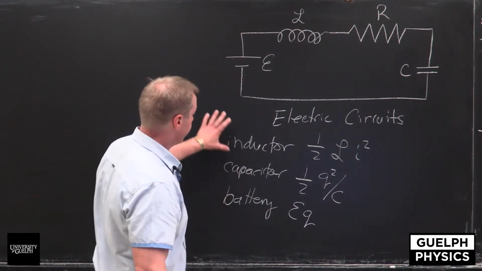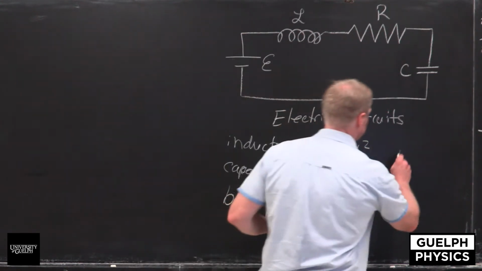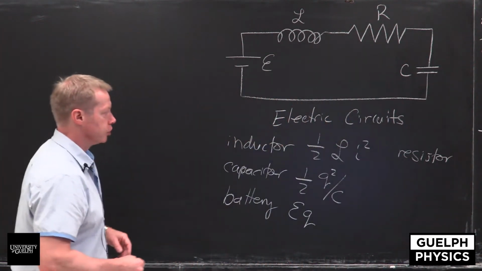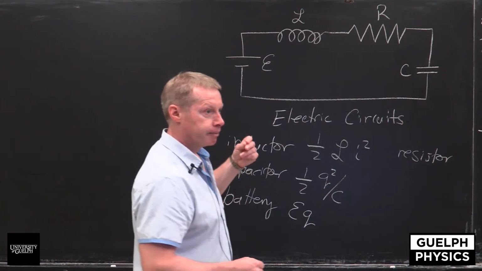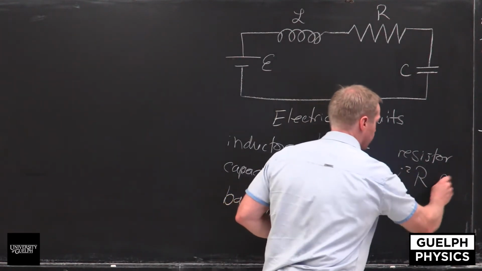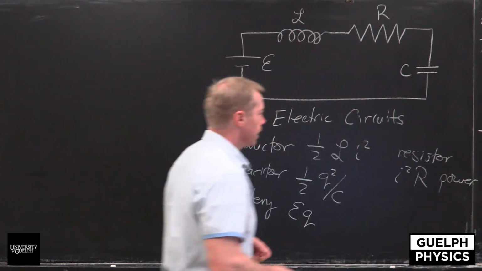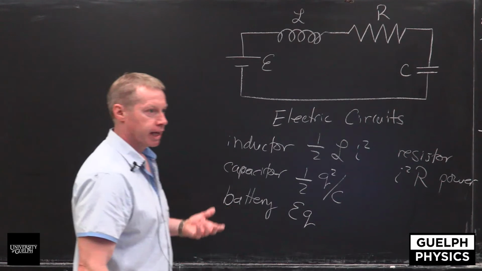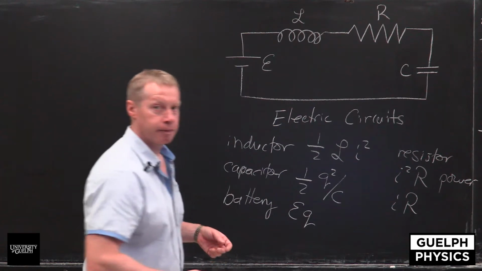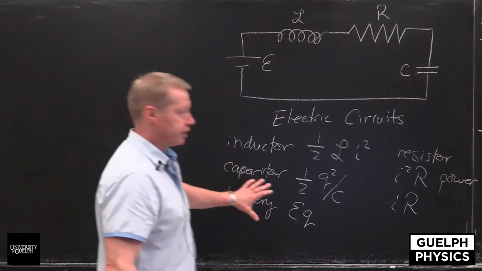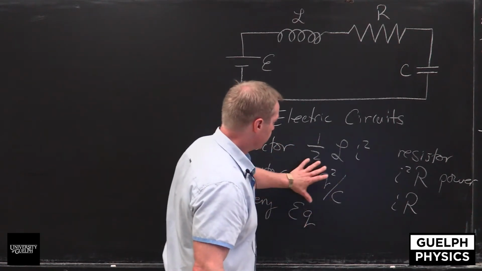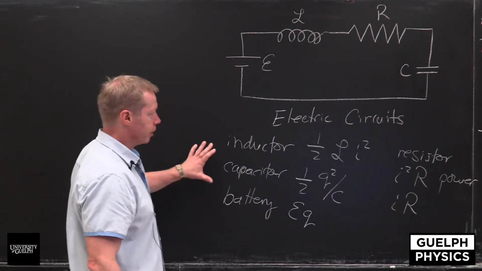And finally, we have the resistor. And the resistor dissipates energy. So we know that it has a power of I squared R. So this is the power. So when we go to look at the energy that it dissipates, it's actually just I times R. So we have these terms, and we can then analyze these in terms of what we're familiar with.